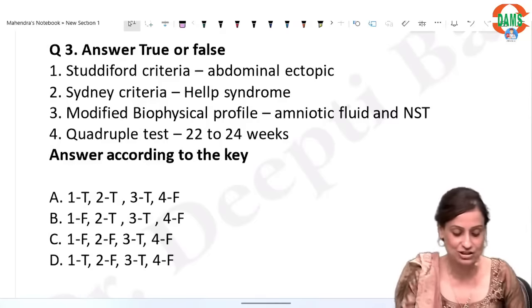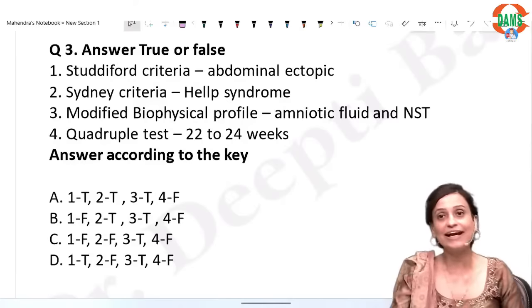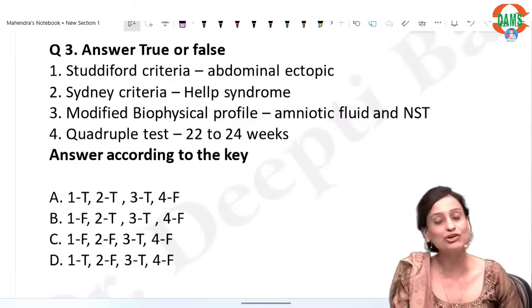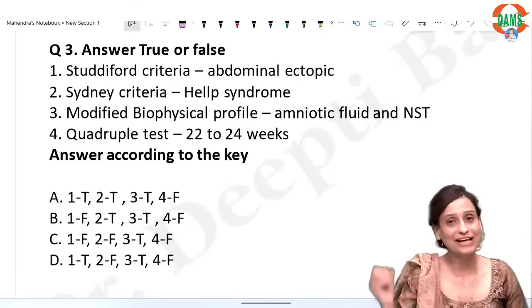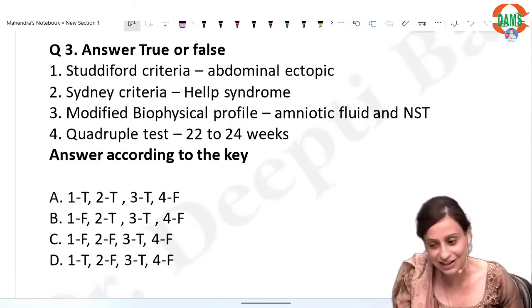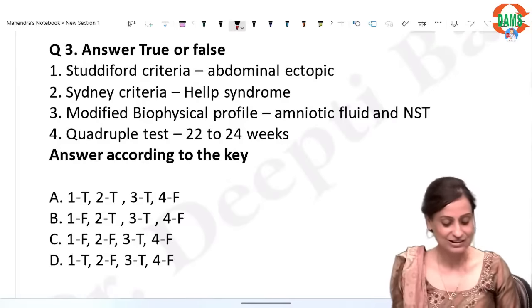The first question is Stallworthy criteria. You have to see whether it is correctly matched or not. So commit your answers and then I will start the discussion. I'm going to give you 2 seconds to commit your answer on the answer sheet and then I'm going to discuss, right? Okay, so let's look at this.